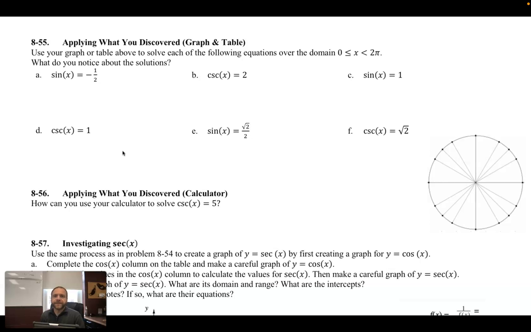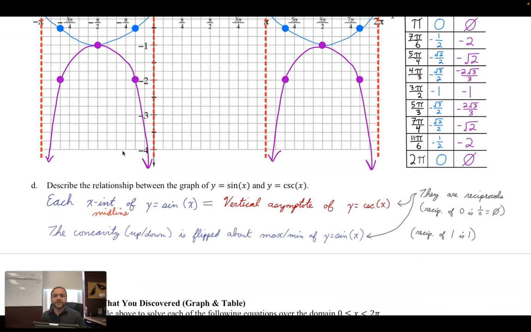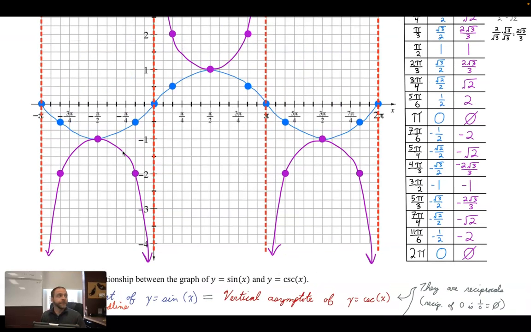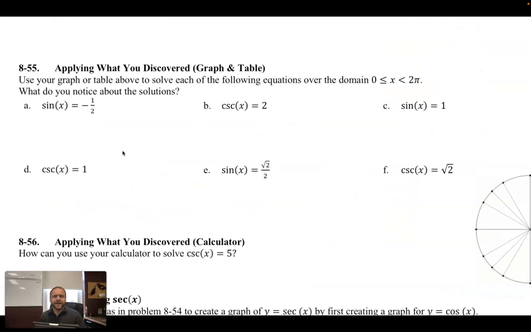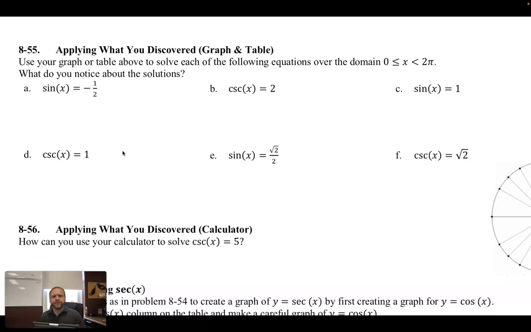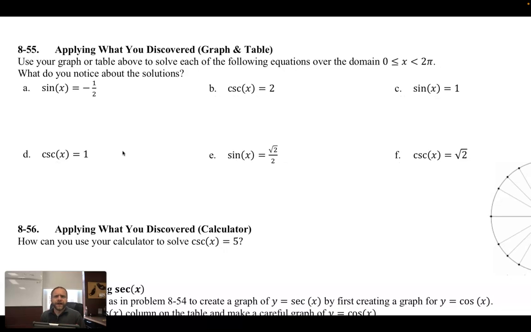So we're looking at prompts 855 and 856, which is applying the idea of reciprocals in a different way. In the previous problems, we looked at the graph, and we sketched them to look at how they relate to each other, and we looked at the table as well. And now this problem is really saying, use that graph and table to find the value of x on the interval from 0 to 2 pi, for it looks like we have sines and we have cosecants. So we're going to go ahead and look at those.